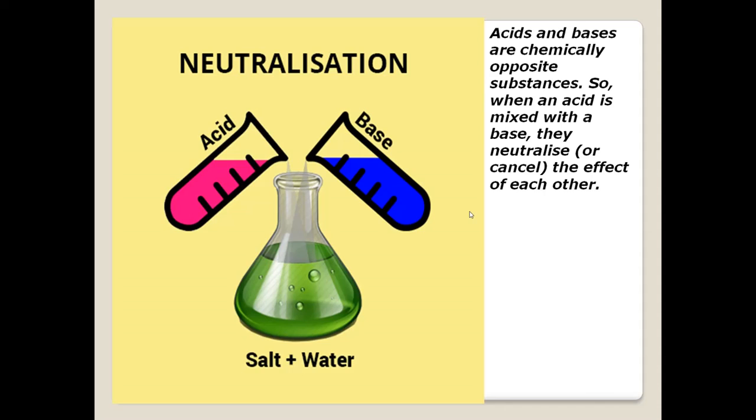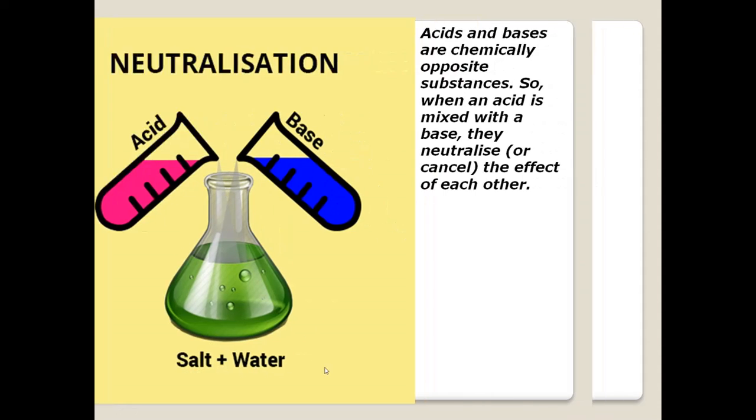Acids and bases are chemically opposite substances. Till now we have understood that acids and bases are chemically opposite to each other. So, when an acid is mixed with a base, they neutralize or nullify the effect of each other. They cancel the effect of each other and it results in new substances called salt and water. Whenever acid and base are mixed in equal proportion, it nullifies the effect of each other and gives rise to a new product such as salt and water.